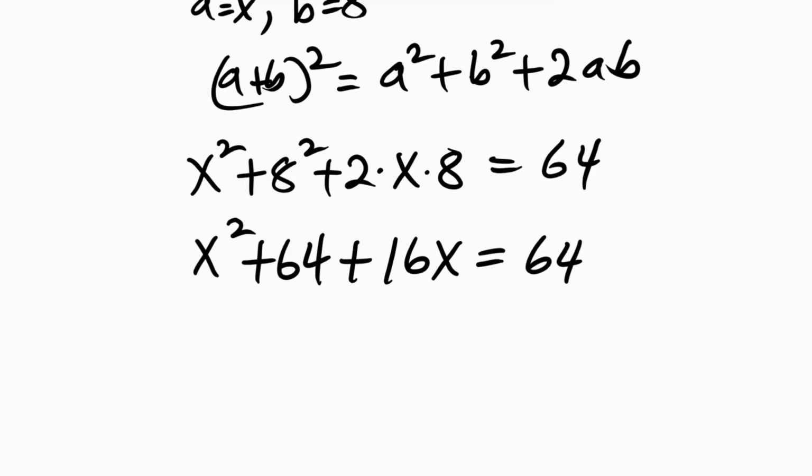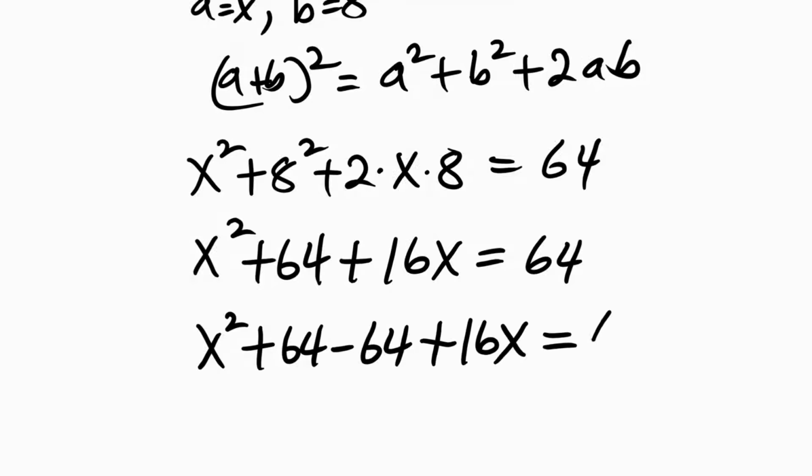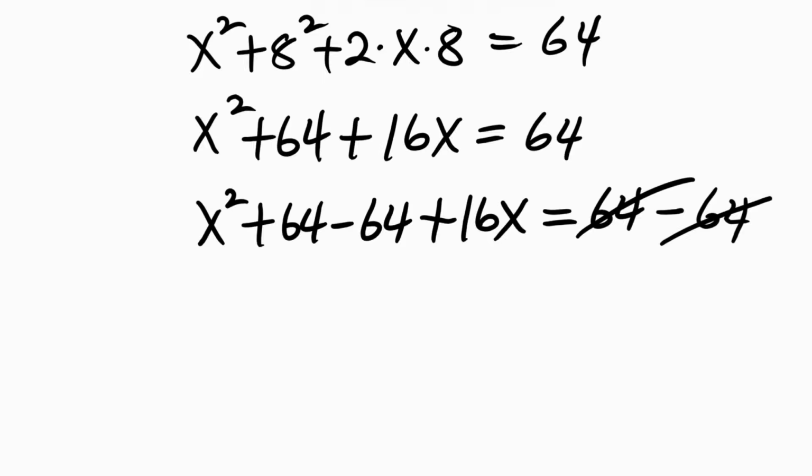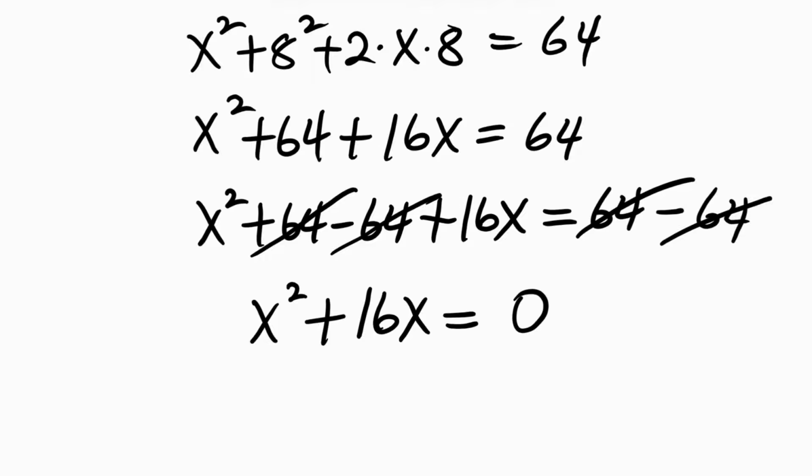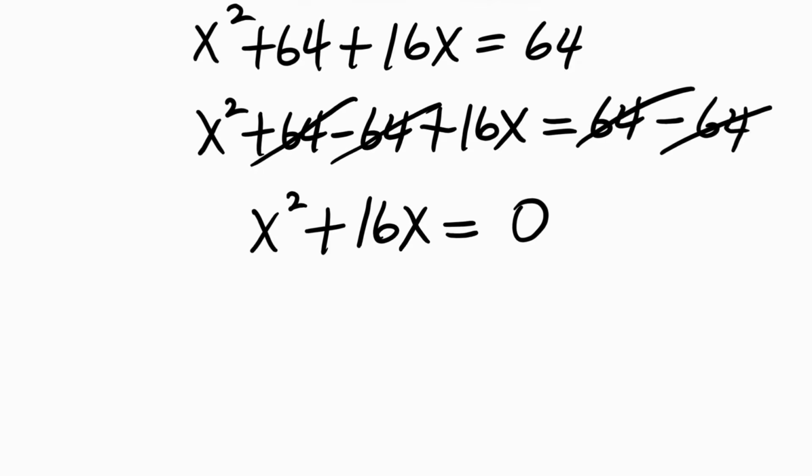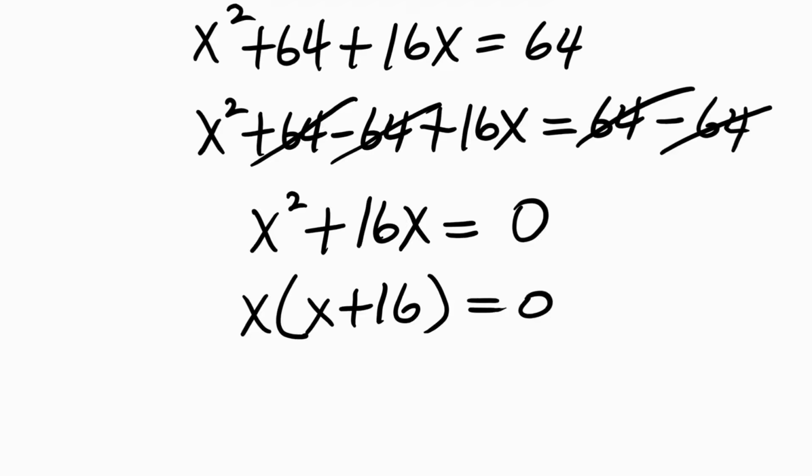Let us subtract 64 from both sides. We have x² + 64 − 64 + 16x = 64 − 64. The 64s cancel out there as well. So we have x² + 16x = 0. Now let us factorize. We can factor out x, so we have x(x + 16) = 0.